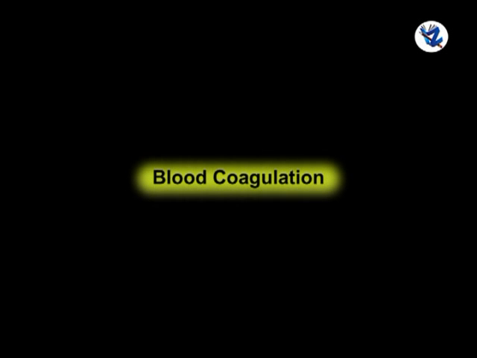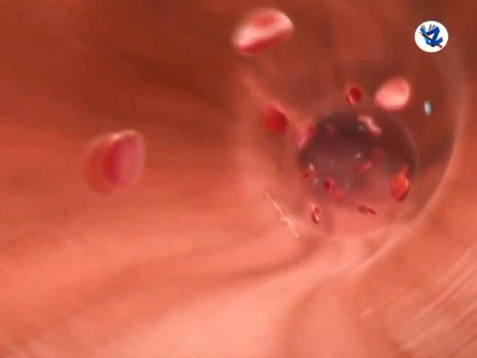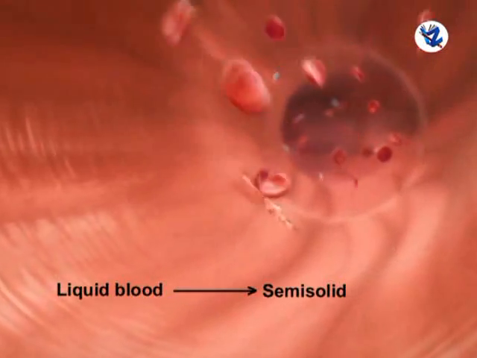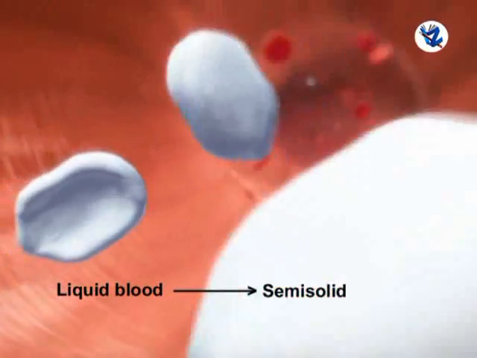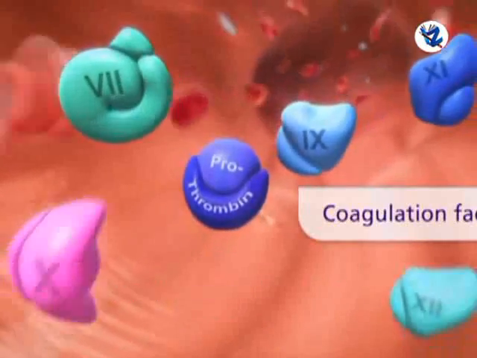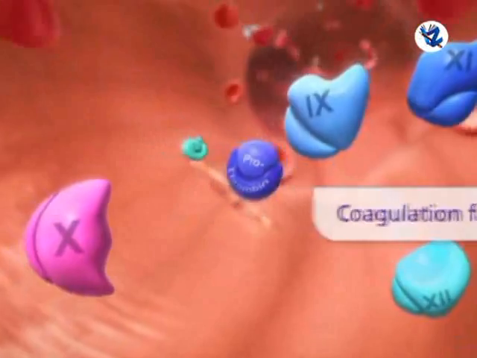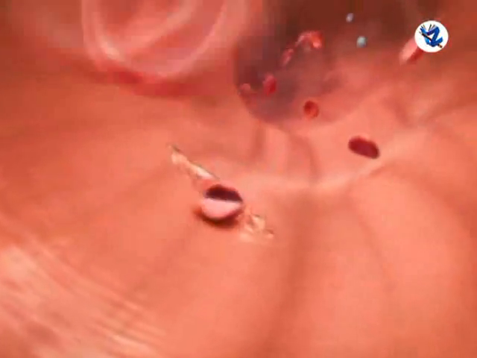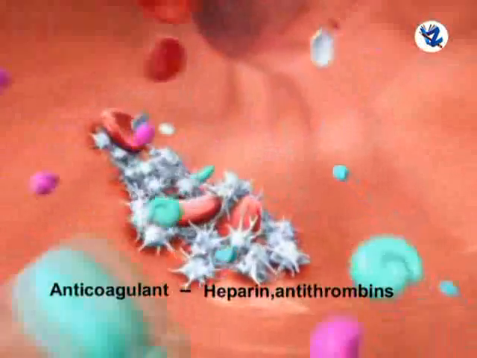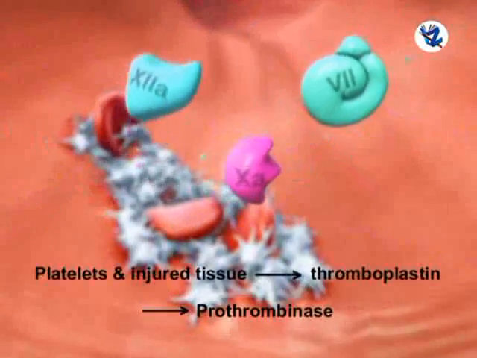Next we'll move to blood coagulation. As soon as the blood vessel ruptures, bleeding starts. The conversion of liquid blood into semi-solid jelly is called blood coagulation or clotting. But inside an intact blood vessel, blood does not coagulate due to presence of active anticoagulants like heparin and antithrombins.